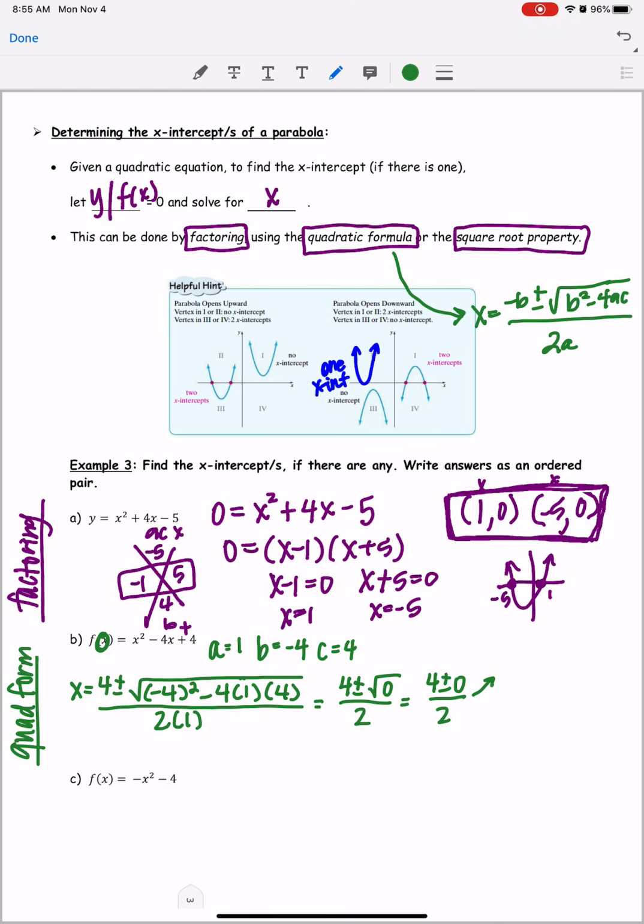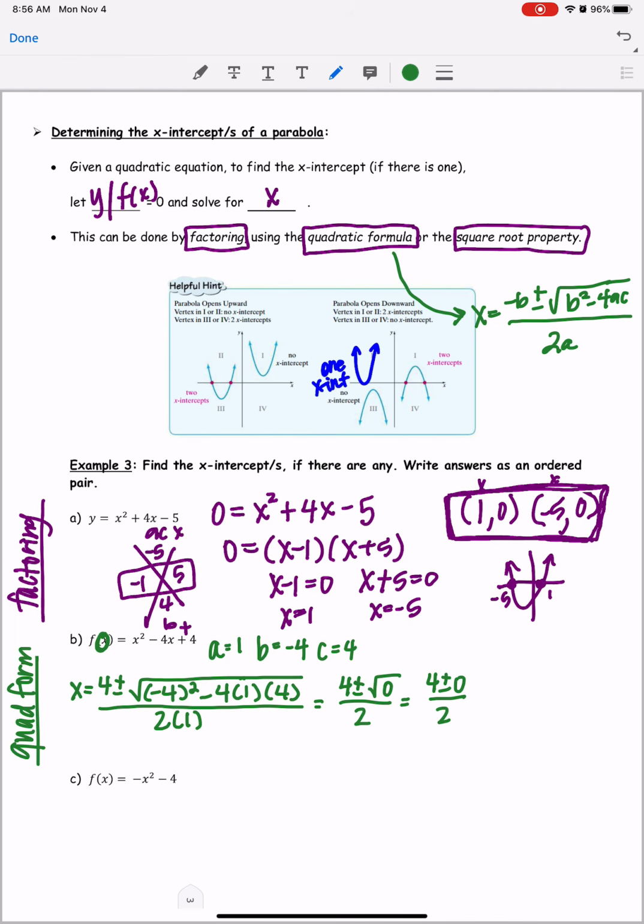Now, usually when this happens, we split it up. But if you notice here, we're going to get the same answer. 4 plus 0 all over 2: 4 plus 0 is 4, divide by 2 is 2. When I do 4 minus 0 all over 2, well, 4 minus 0 is 4, and 4 divided by 2 is 2. So yes, usually you split it up, but because this one's 0, you don't really need to.